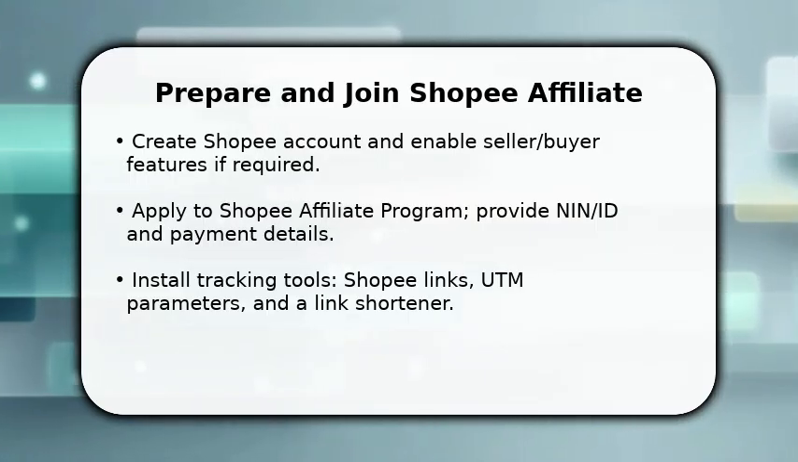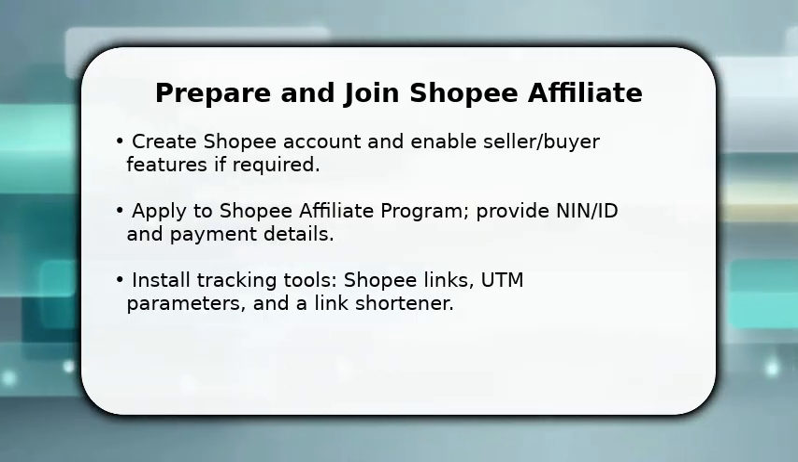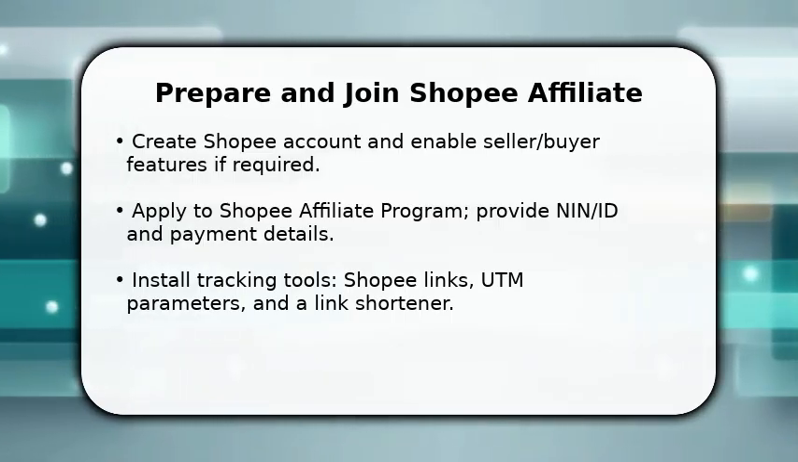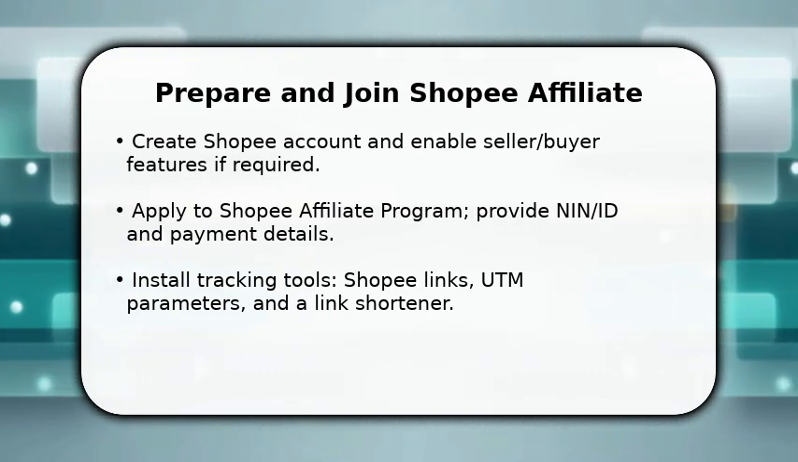Use UTM tags plus a link shortener and note campaign names. This lets you see which placements convert. Make sure to choose niches and product categories that match your audience before sourcing product links. This avoids wasted promotion time.